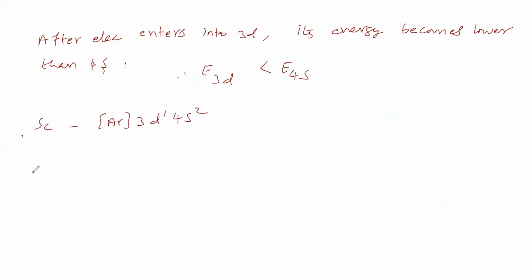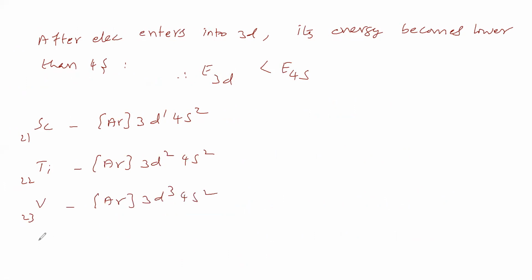So scandium is 21. Next, titanium, atomic number 22. Configuration is argon 3d2 4s2. The next electron goes to 3d. Next, vanadium, atomic number 23. Configuration is argon 3d3 4s2. Next, chromium, atomic number 24. Its configuration is argon 3d4 4s2.